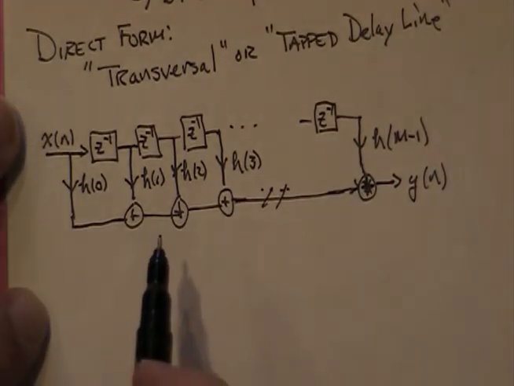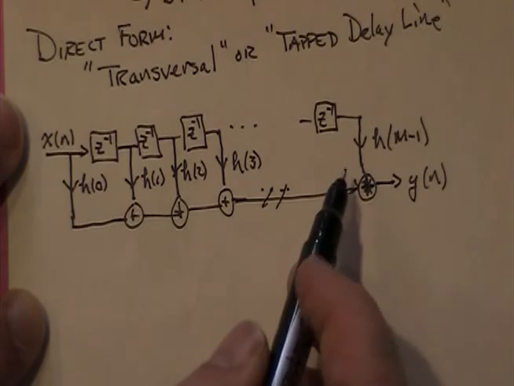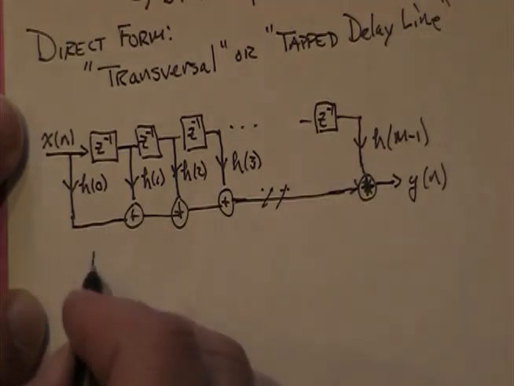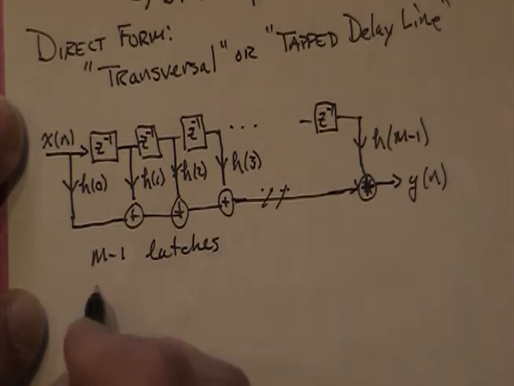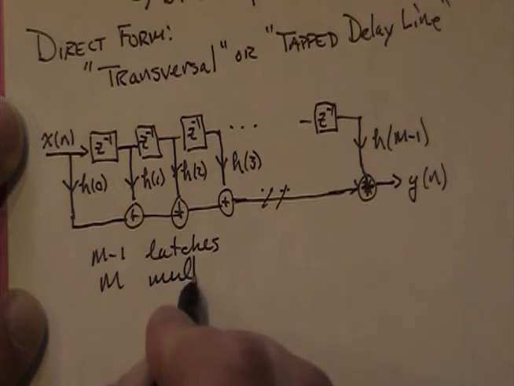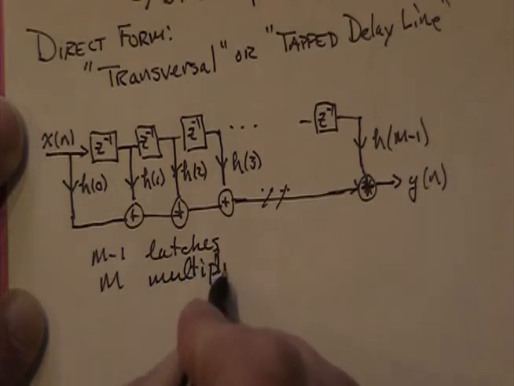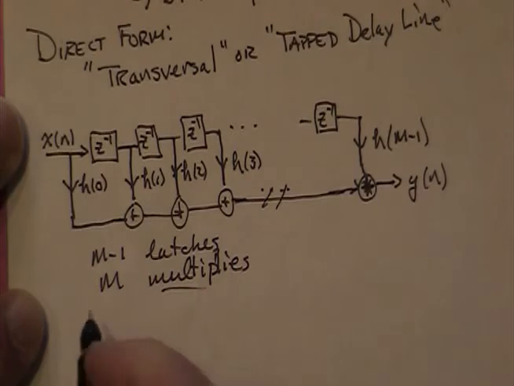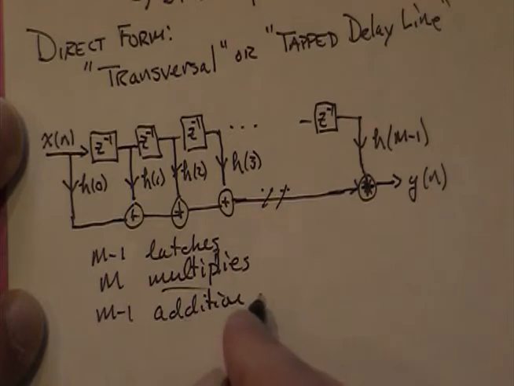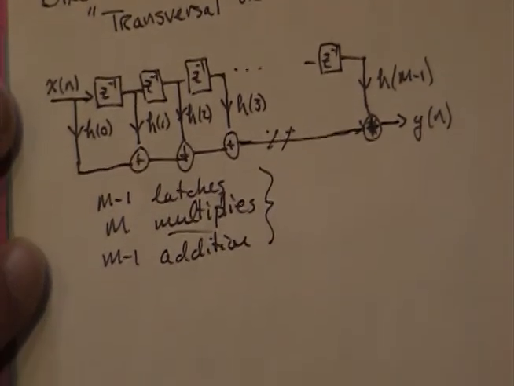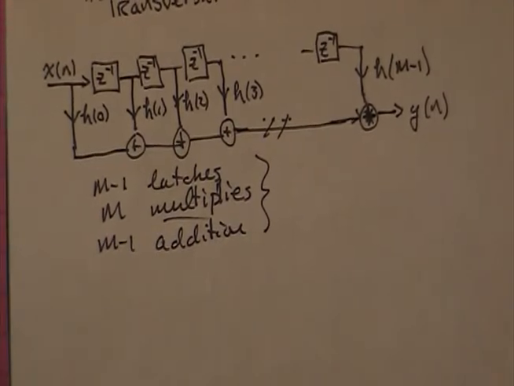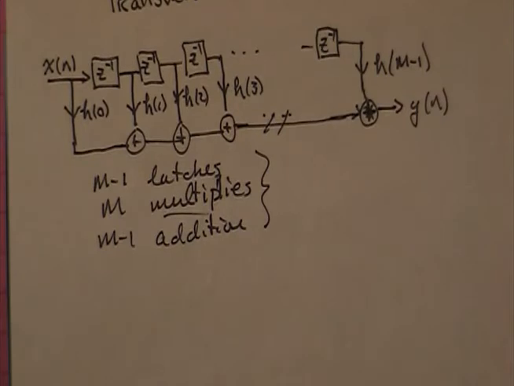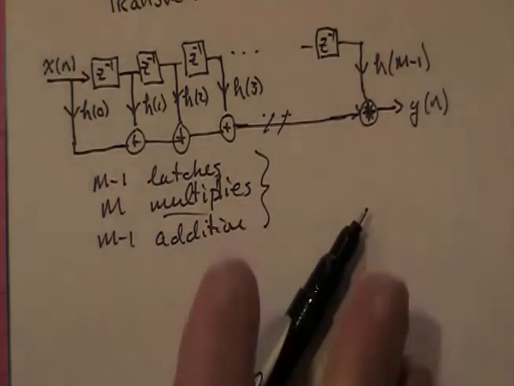Right? Okay, pretty simple. I have a total of M minus 1 latches. I have a total of M multiplies by scalar quantities. And I have M minus 1 additions. So there's kind of a measure of the complexity of this realization. Okay, so there's kind of my generic FIR. So there's nothing too different in that setup.